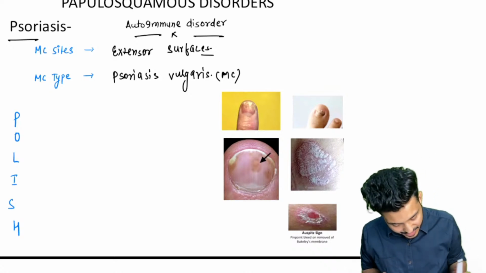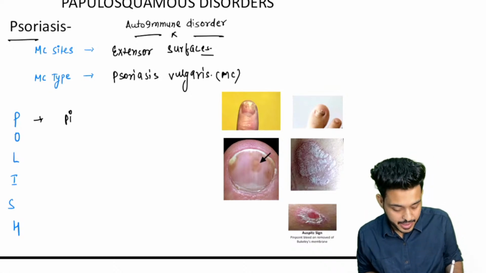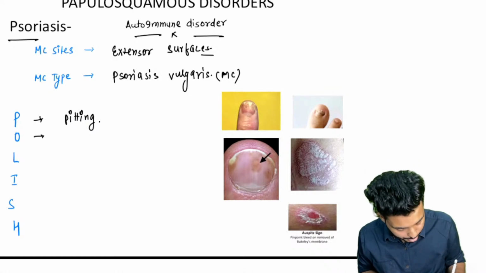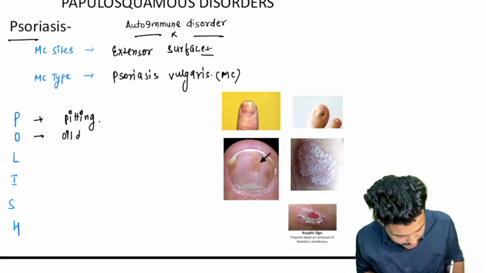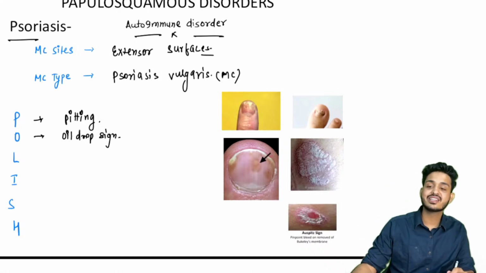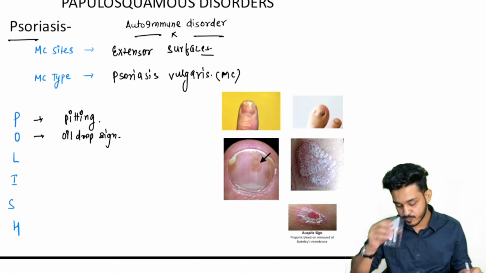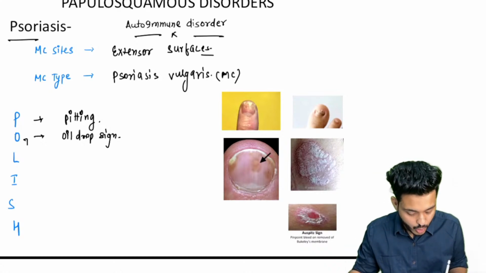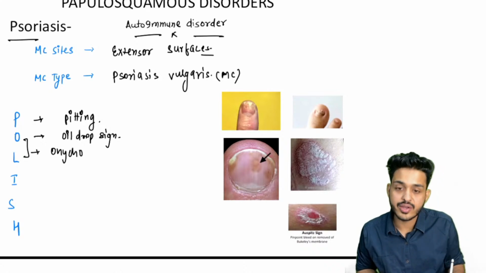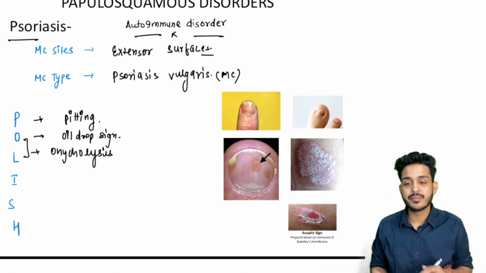Okay, so we are having P. You can remember, P for pitting. What you will see, pitting. Okay, O for oil drop sign. We have seen oil drop sign, right? Most characteristic lesion, we have seen the oil drop sign, right? Next thing, O and L together will form onycholysis. Onycholysis का मतलब क्या होता है? There will be damage in the nails.